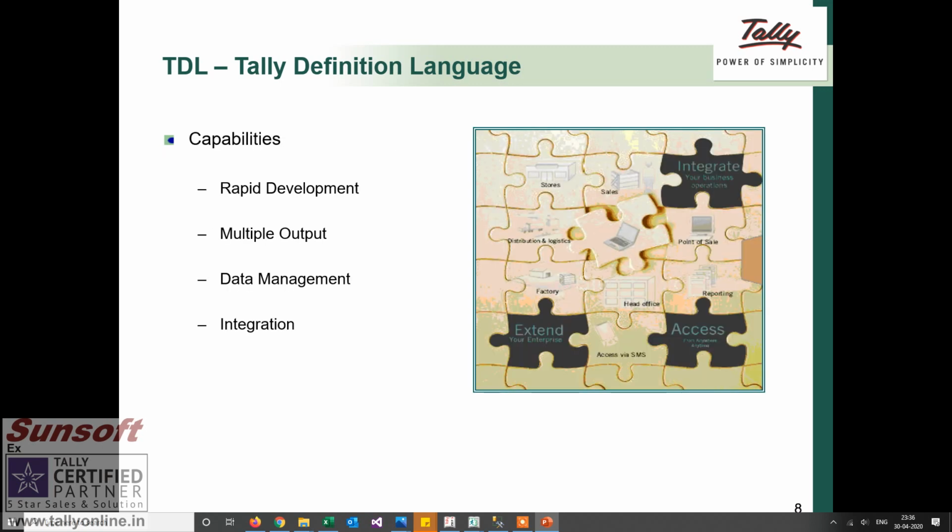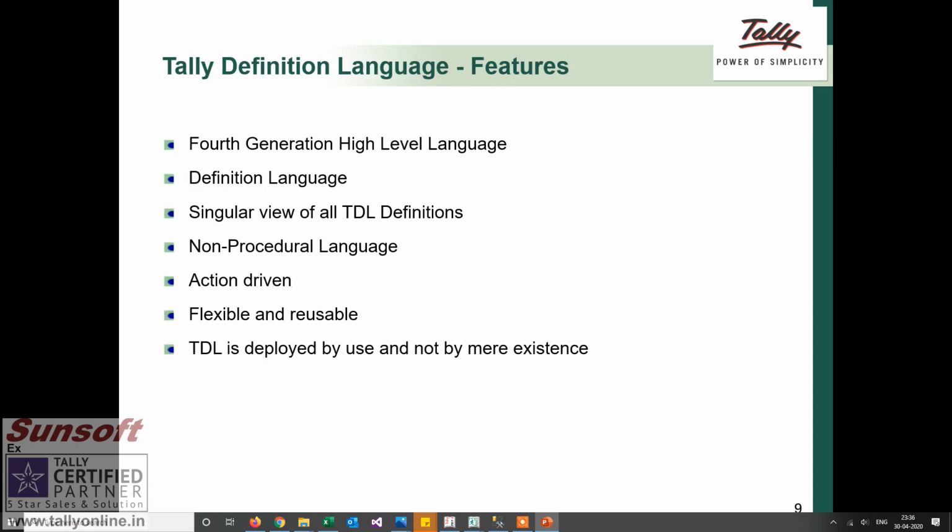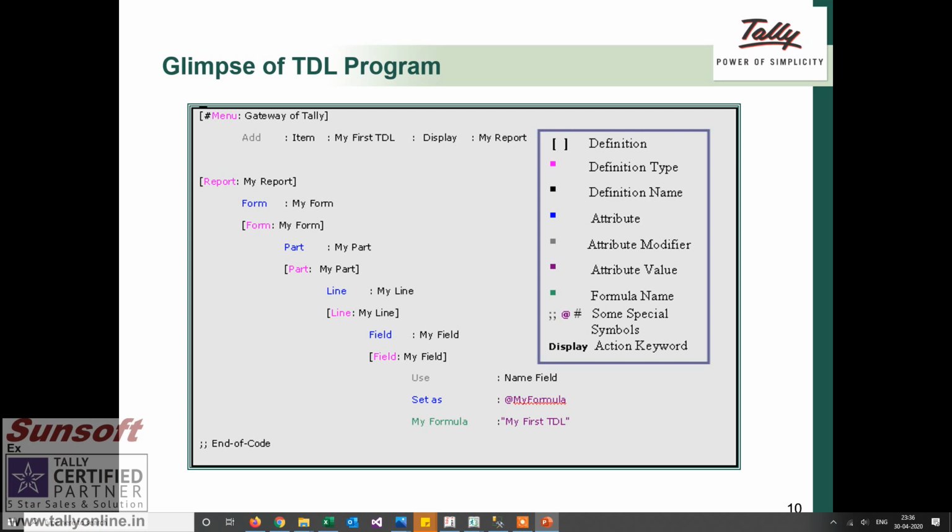Now the capabilities are rapid development, multiple output, data management, integration. These are a few capabilities which TDL has. The language features are: it's a 4th-gen high-level language, definition language, singular view of all TDL definitions, non-procedural language, action-driven, flexible and reusable. TDL is deployed by use and not by mere existence. So when you use it, then it is deployed.